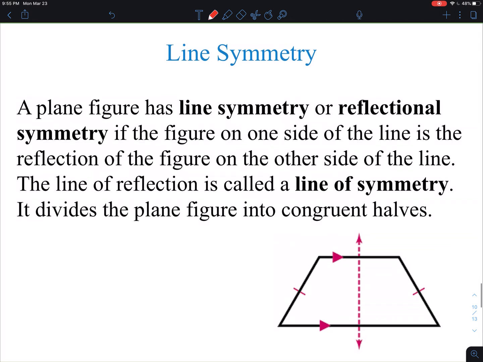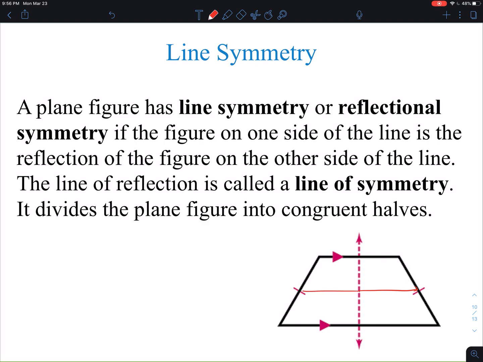Okay, now we're getting to the part that I was wanting to get to, the line of symmetry. The line of symmetry is basically anything that has a reflection onto itself. If we read this really quickly, a plane figure has a line of symmetry or reflectional symmetry if the figure on the side of the line is a reflection of the figure on the other side of the line. The line of reflection is called a line of symmetry. It divides the plane figure into congruent halves. So in other words, distance equals distance, and that's the key. D1, D2, and they are equal.